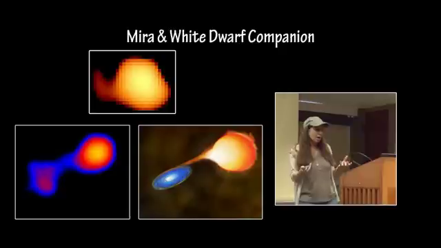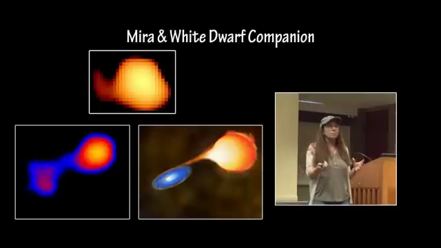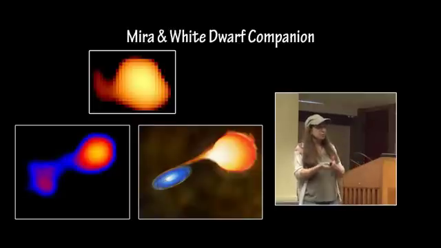Now, if you have two objects and they are close enough together that the Roche limits of those two objects touch, then at that point where the two Roche limits touch, and that's the limit within which a star can hold itself together under gravity, you can have a transfer of matter.